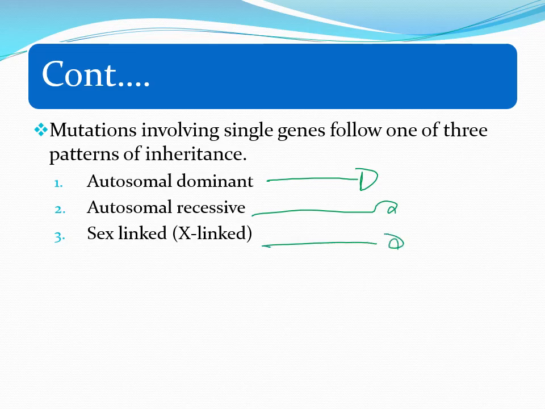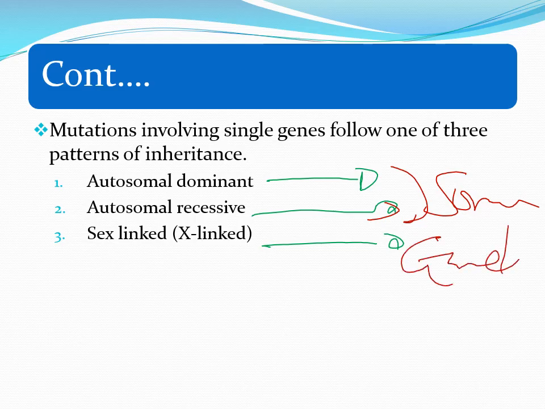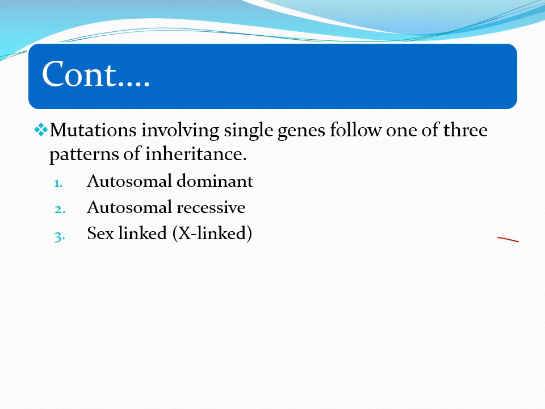Let me explain this properly. Autosomal dominant and autosomal recessive, of course, are the genes which occur in somatic cells. Sex linked occurs in gamete sex cells. So let us start one by one. We are going now to explain autosomal dominant and autosomal recessive.